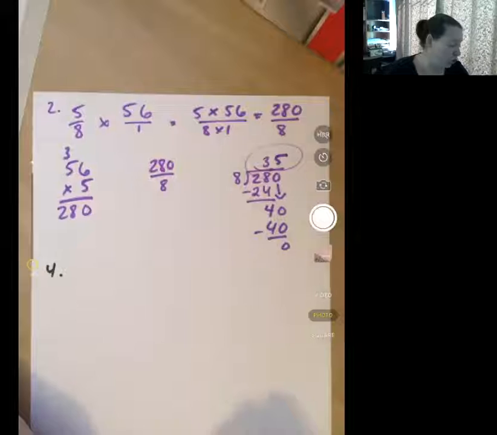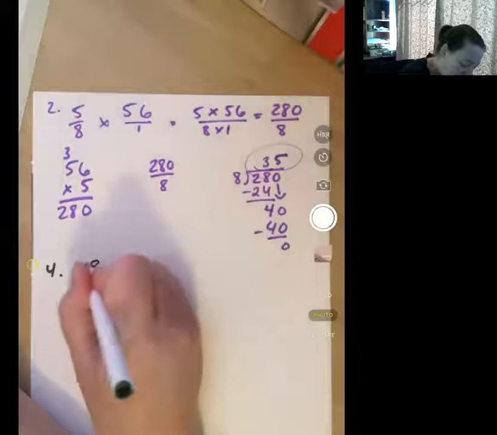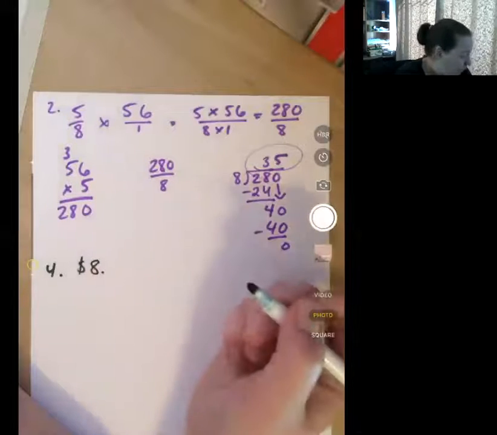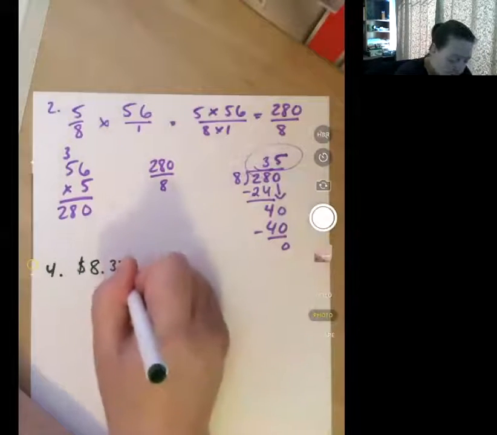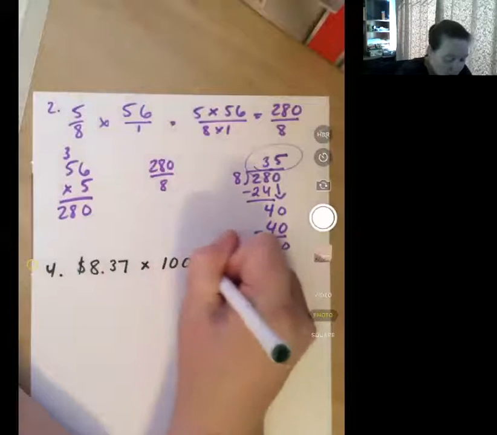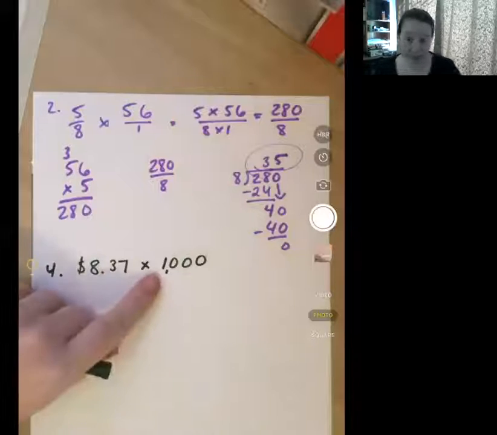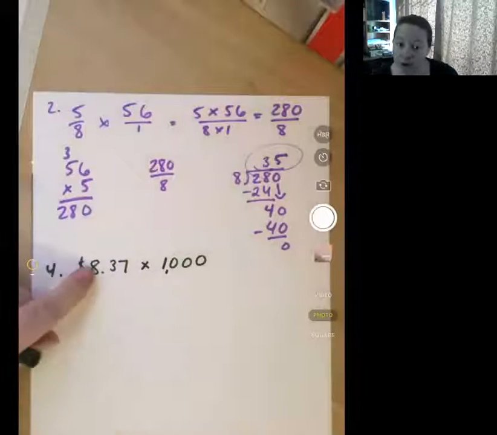Number 4. A machine produces 1,000 bowling pins an hour, each valued at $8.37. What is the total value of the pins produced in 1 hour? So I'm going to set it up this way. $8.37 times 1,000. Now, that 1 tells us that the numbers that we already have here aren't going anywhere.